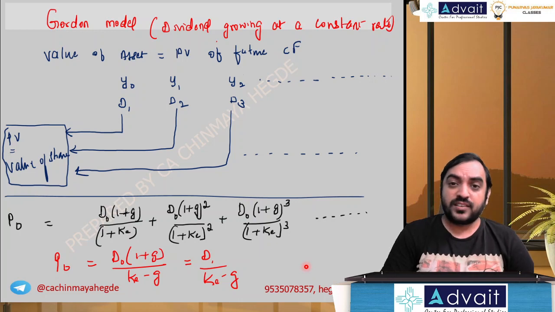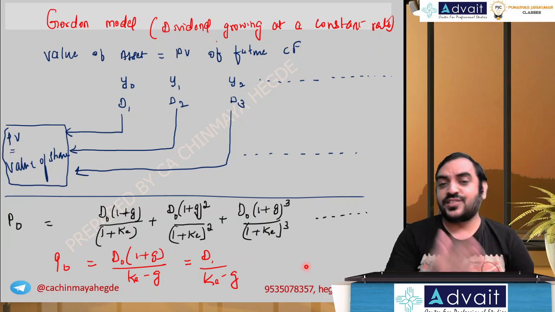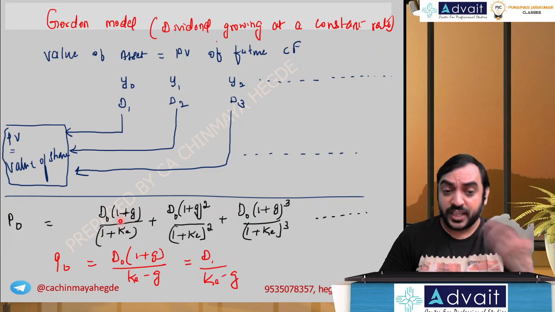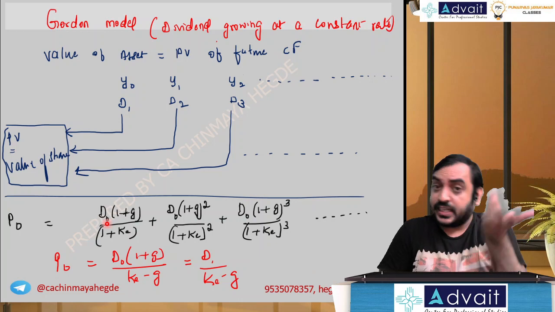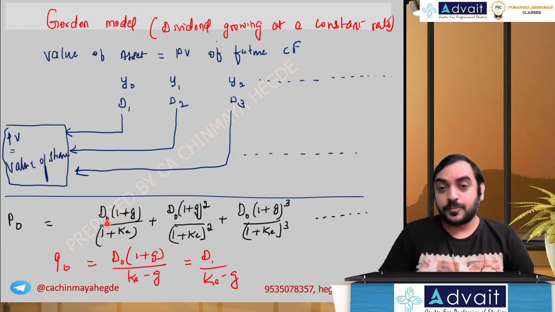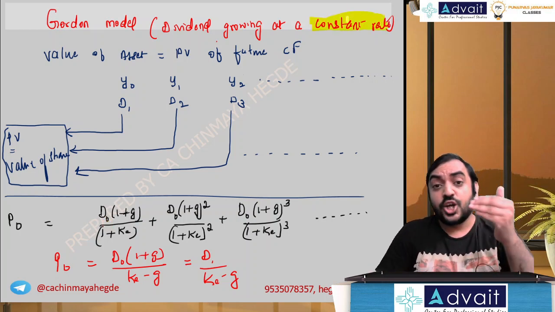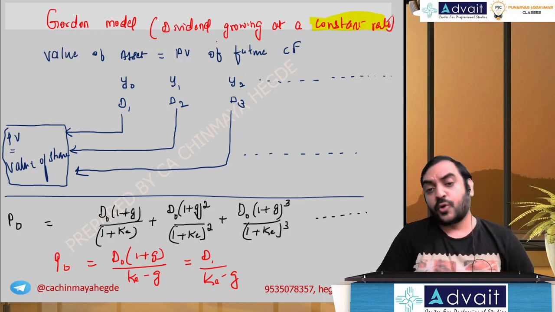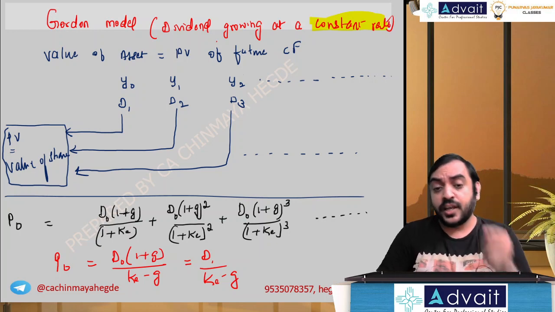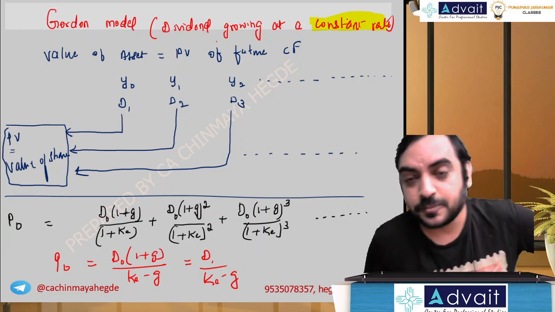I hope you're able to understand the application side of the Gordon growth model, or what is the implicit interpretation in this formula. Now here, what I told you for dividend, it can be for any asset, any cash flow, as long as the cash flow is growing at a constant rate. So any cash flow growing at a constant rate, this is also called the constant growth model. The Gordon model can be applied. And you are having not only first year dividend, you are having dividend forever.